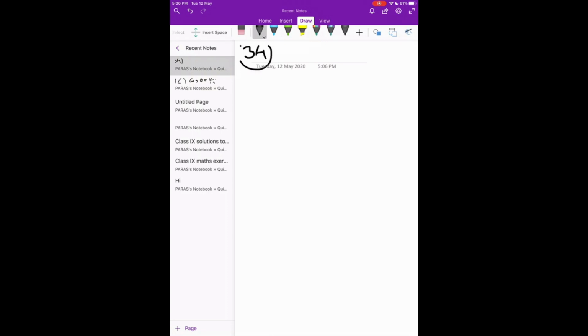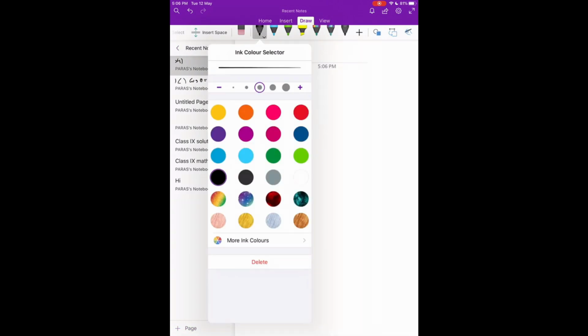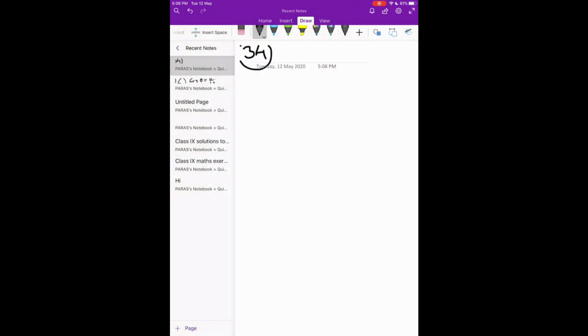Okay, so what I'll do is I'll try to do it very small, or else it will go very long and I may not be able to accommodate it here in this space. Okay, let me make a very small diagram.